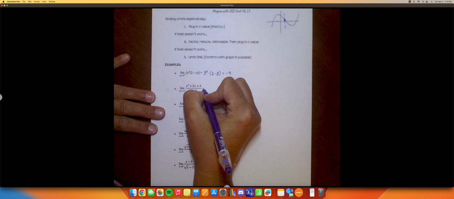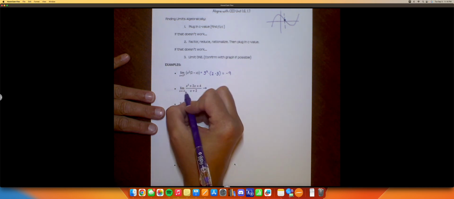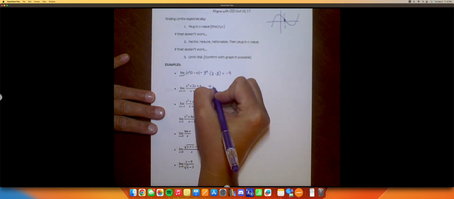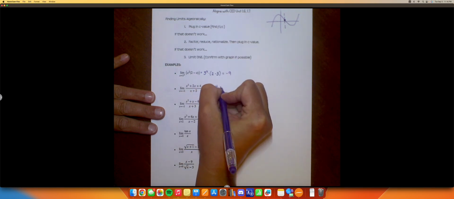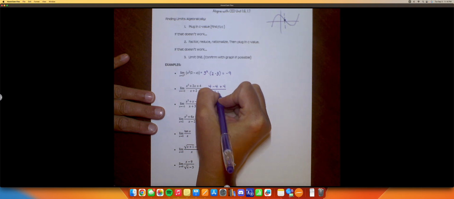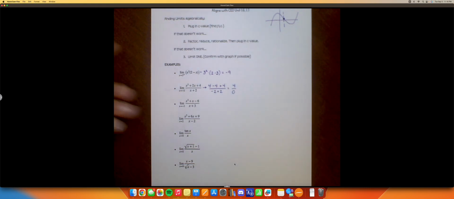If I plug in the -2 up on top, I'm going to do some of this math in my head here. So -2 squared is 4. 2 times -2 is -4. And then I have a +4. And on the bottom, I have -2 plus 2. So that works out to be up on the top, that's just equal to 4. And then on the bottom, I have a 0. Okay. This is most definitely an undefined value.